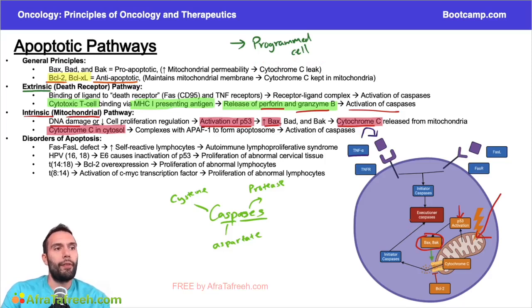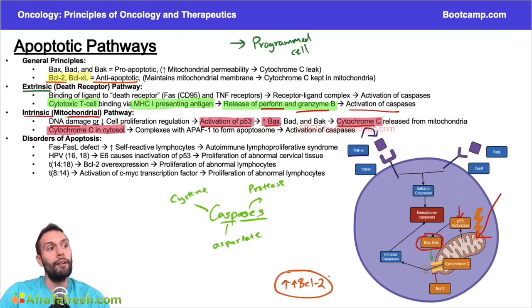Well, here's the problem with that. Let's just say that I have way too much BCL2 being produced for whatever reason. What's going to happen is I'm not going to be able to get any apoptosis, because no matter what happens, this BCL2 is going to keep that cytochrome C in the mitochondria because I have so much BCL2.